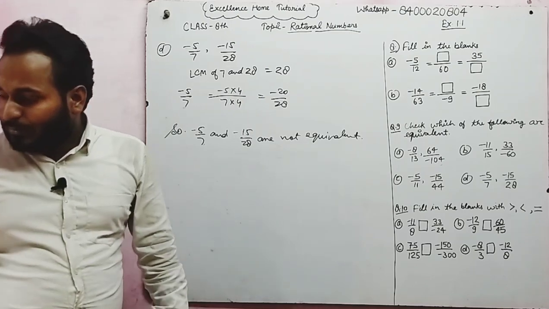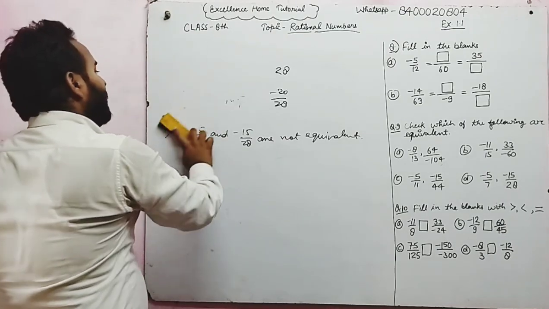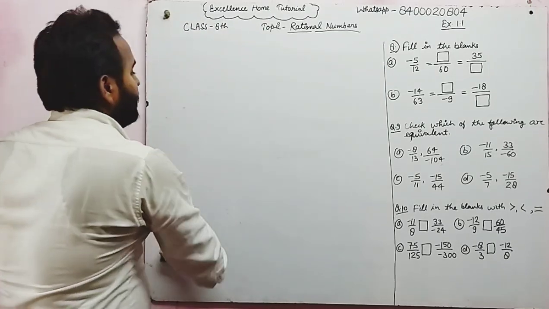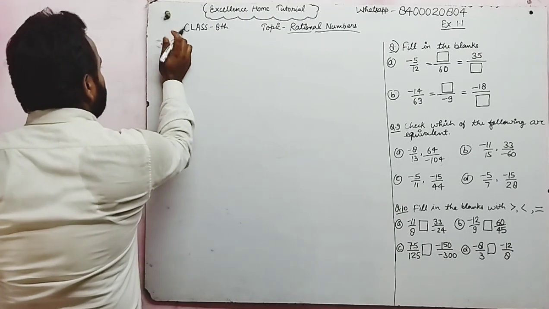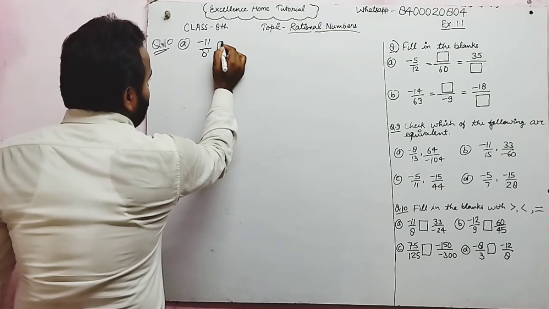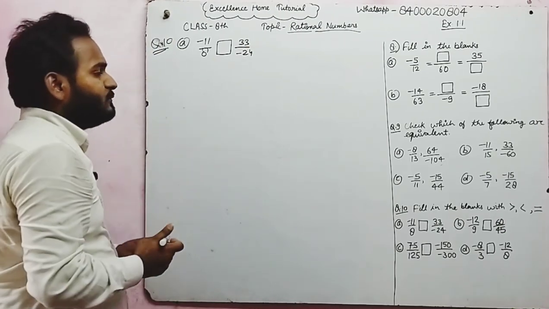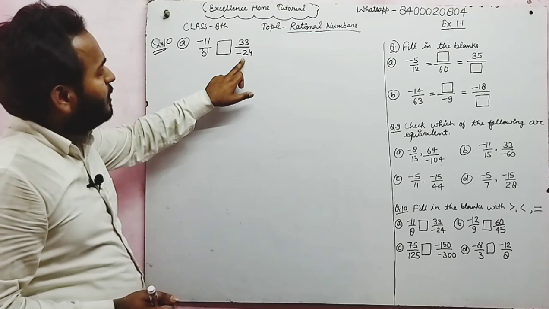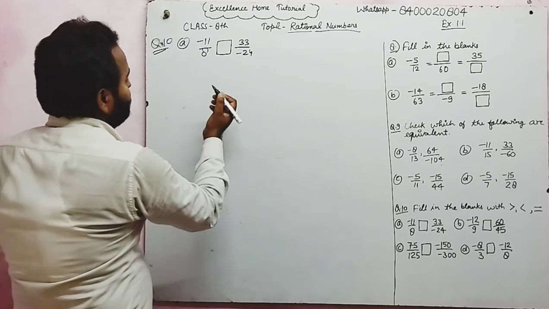In this, we have to use the greater than sign, less than sign, or equal to sign. In this also, we have to use the equivalent method to equalize the denominators of the given rational numbers. So question number 10, section A is minus 11 by 8 and 33 by minus 24. Here we observe the first rational number has denominator 8, the second has denominator 24. We have to make the denominator positive.